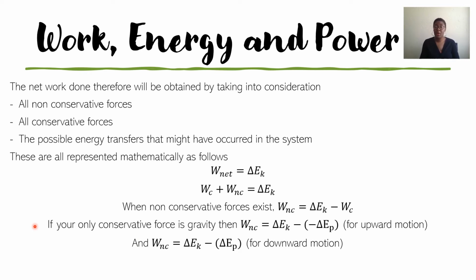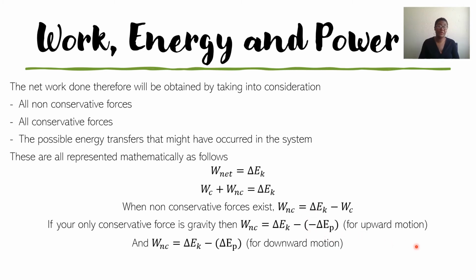If the only conservative force in your system is the force of gravity, which is always going to be the case for you, then the work done by the non-conservative forces is equal to your change in kinetic energy minus the negative change in potential energy. And why is it negative?